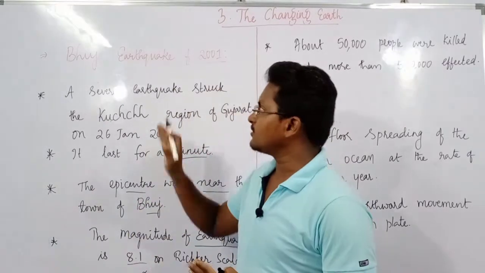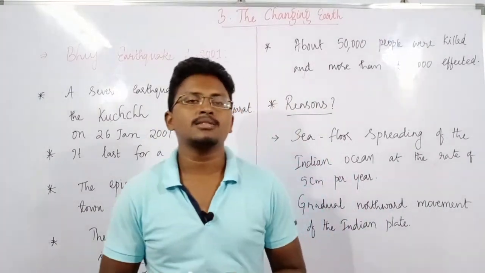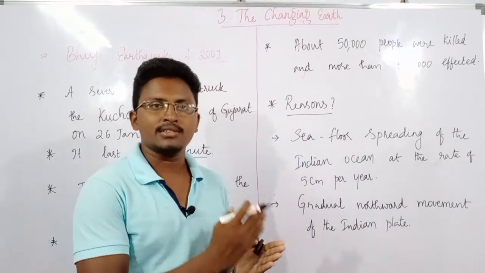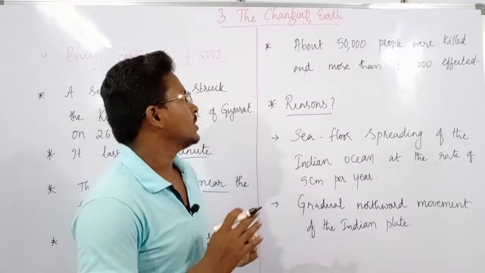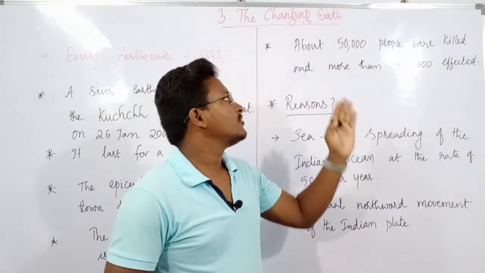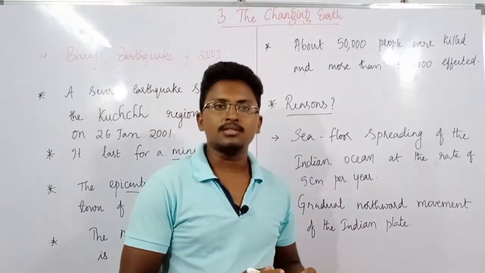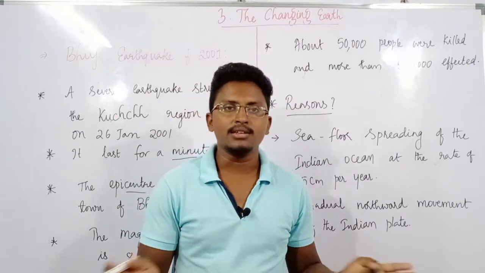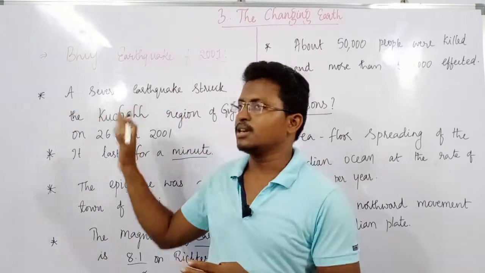So the earthquake that occurred in this year had a magnitude of 8.1, which means it was very destructive and dangerous. Why? Because as I told you, if it is 6 or more than 6, these earthquakes are usually very destructive. Almost 50,000 people were killed, and 5 lakh or more people were adversely affected. Because of this, most of the buildings collapsed, telephone lines were destroyed, and communication was disrupted. So most of these effects occurred because of this earthquake in 2001.